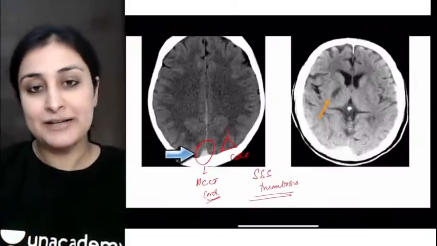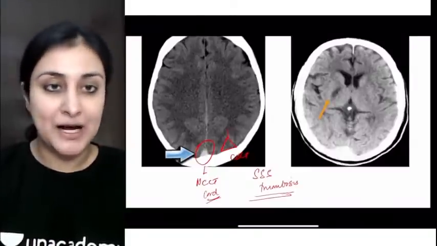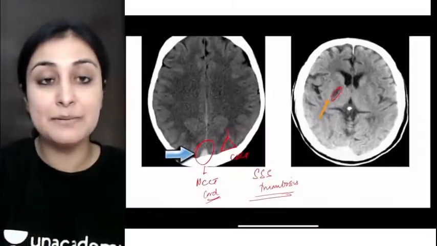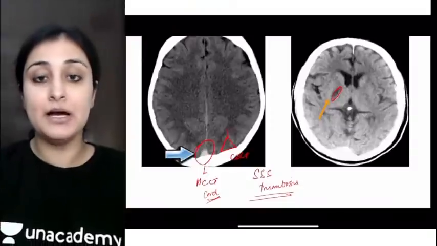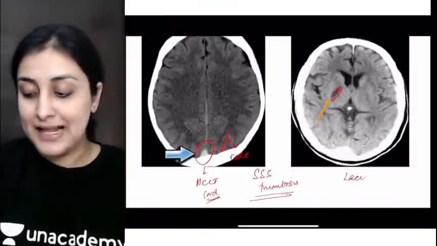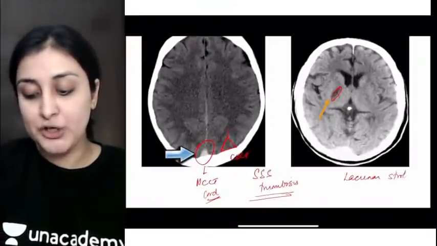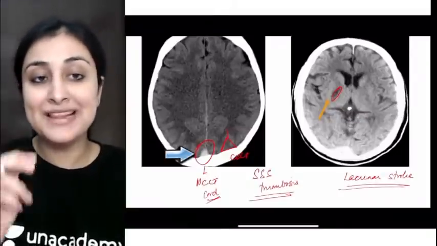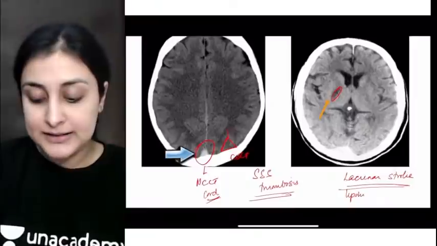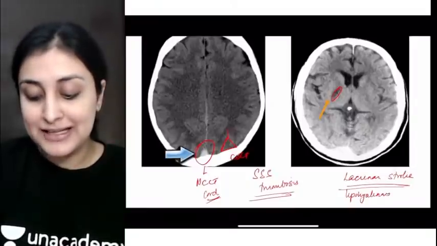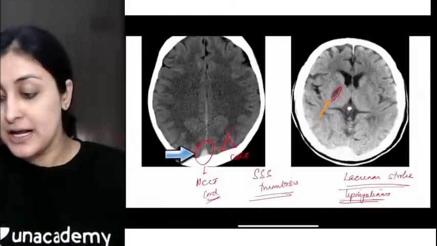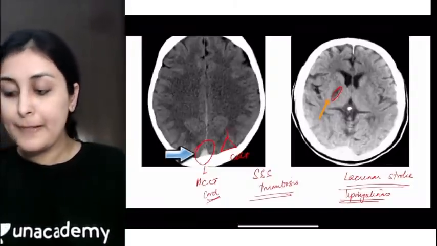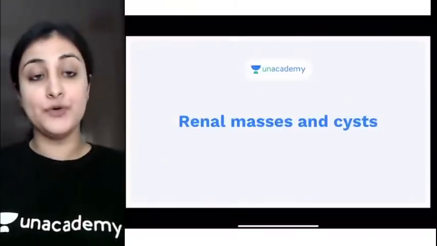There will always be an arrow. They will not ask you SSS thrombosis without marking it for you. Similarly, here there is an arrow when it's a small volume ischemia. What is this? This is a lacunar stroke. All right, small volume, usually seen in the putamen. Lacunar stroke because of lipohyalinosis, atherosclerotic narrowing of the lenticulostriate branches. Okay, that is what you need to know.